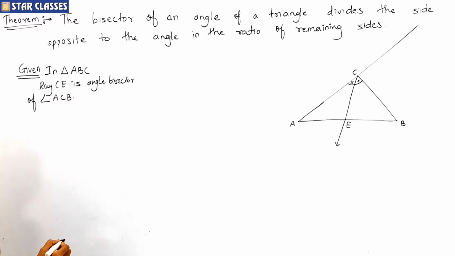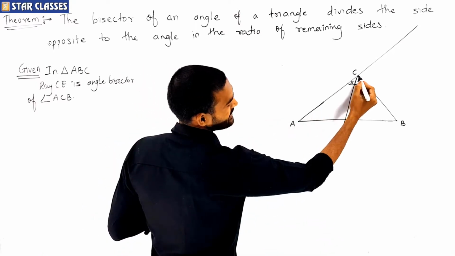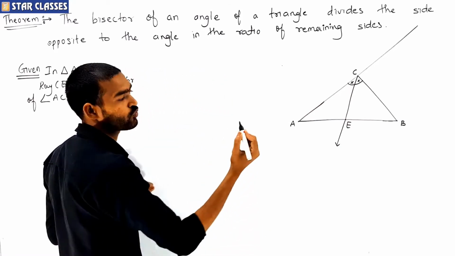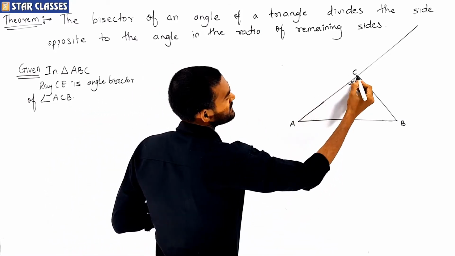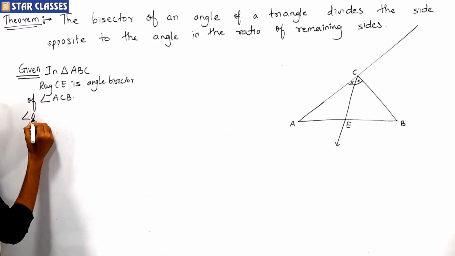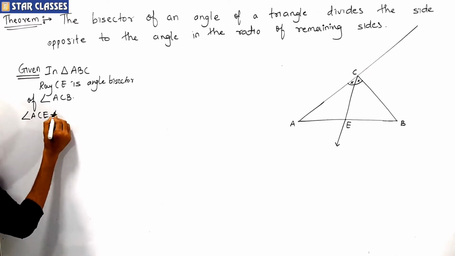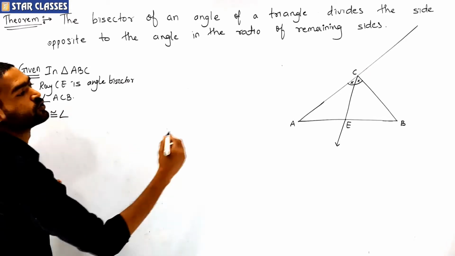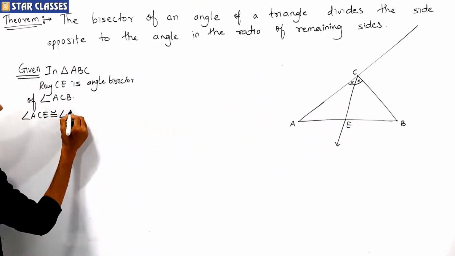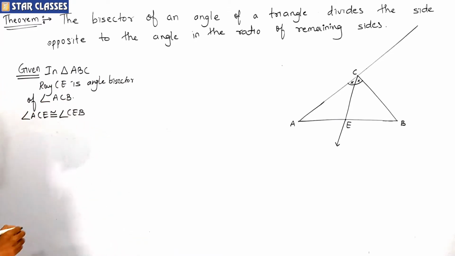Correct? Okay. Next is what? We can see since it is bisector, therefore these two angles are exactly equal. So we can say angle ACE is equal or congruent to the next part, that is angle ECB. Why both are equal? That is given. Clear, students?